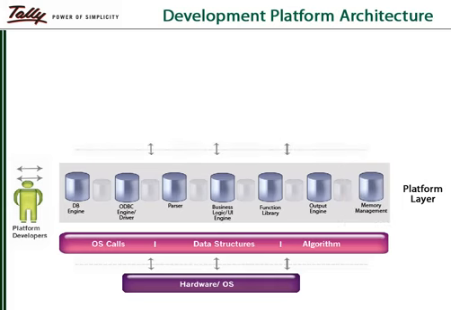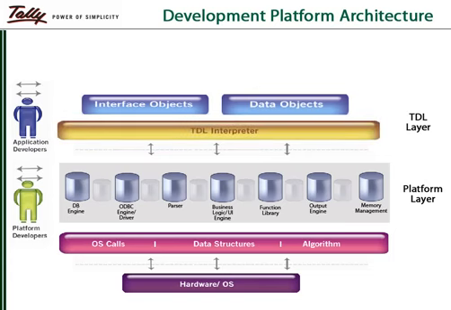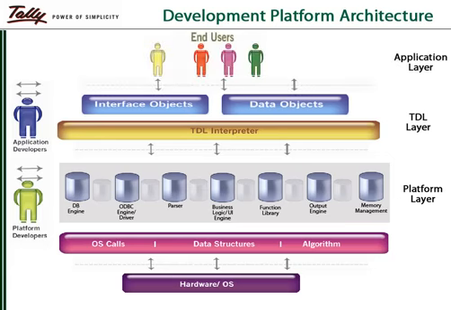Above the platform layer lies the TDL layer, which comprises the TDL language consisting of interface objects and data objects, and the translator, technically known as the interpreter layer. The TDL interpreter validates each line and throws an error message when an error is encountered in the TDL code. The topmost layer is the application layer. It is the user interface through which the end user interacts with the product.